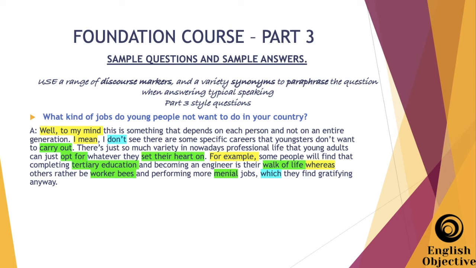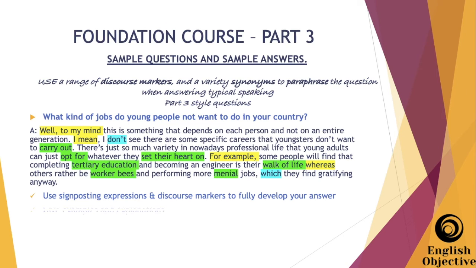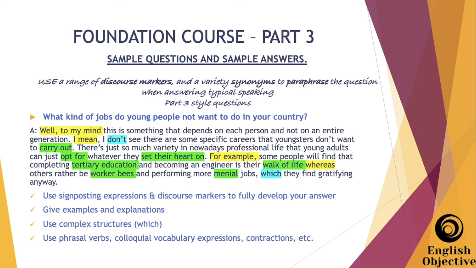So as I said, I need to answer the question directly by using signposting and discourse markers. I need to give examples and explanations, and use complex structures. Remember that the meaning of complex in this case is not a synonym of difficult or something that has to be formal and sophisticated. One of them is the use of relative pronouns like which, who, these kinds of things. The second type is the use of modal verbs: should, may, might. The third type would be to use passives: it is said, it is thought, it is believed.